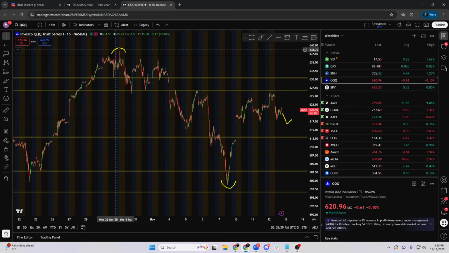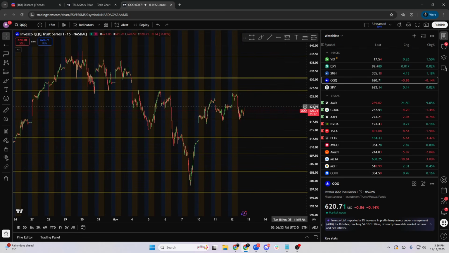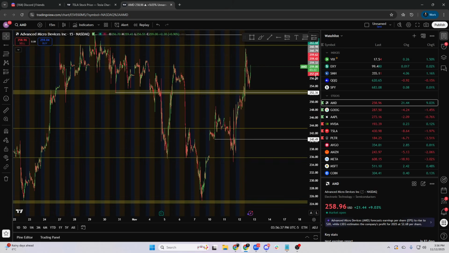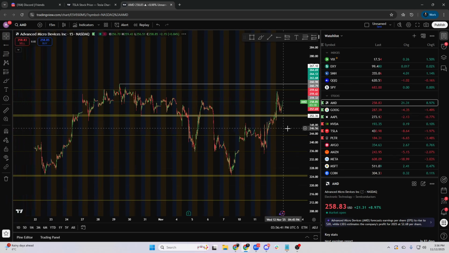So basically, until we break and hold below here, not really too open to shorts, and until we get above here, not really too open to long. So kind of playing both sides at the moment, middle of the range, middle of these two specific levels as well. So a little bit tougher, but today I'm going to run through a little bit of an AMD recap here.